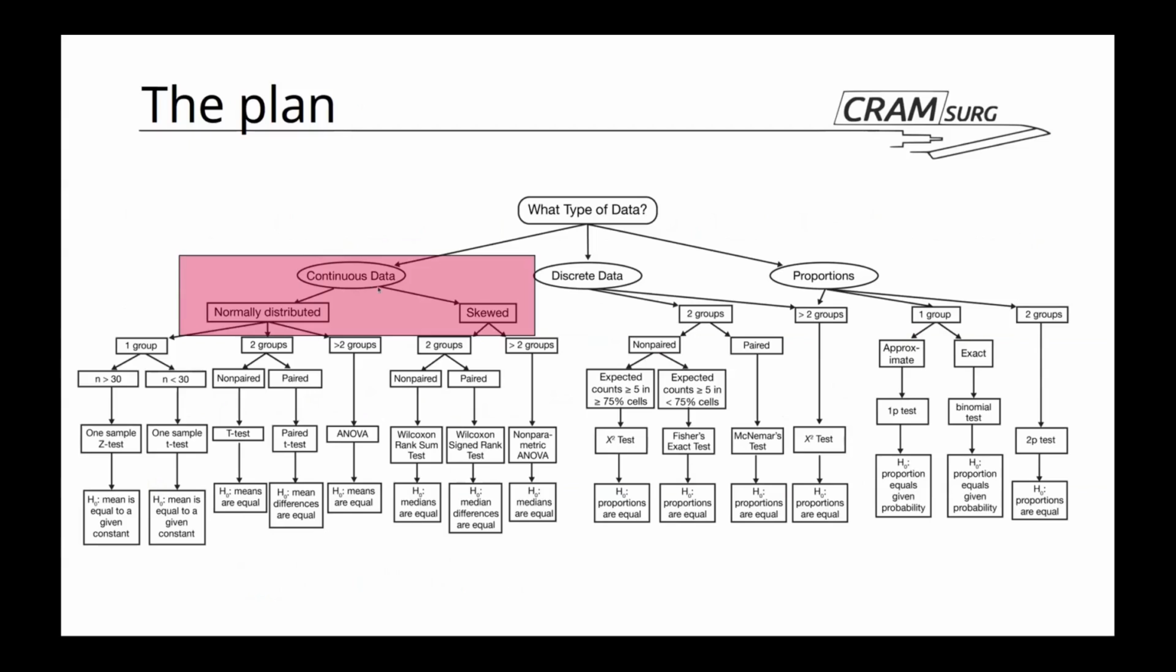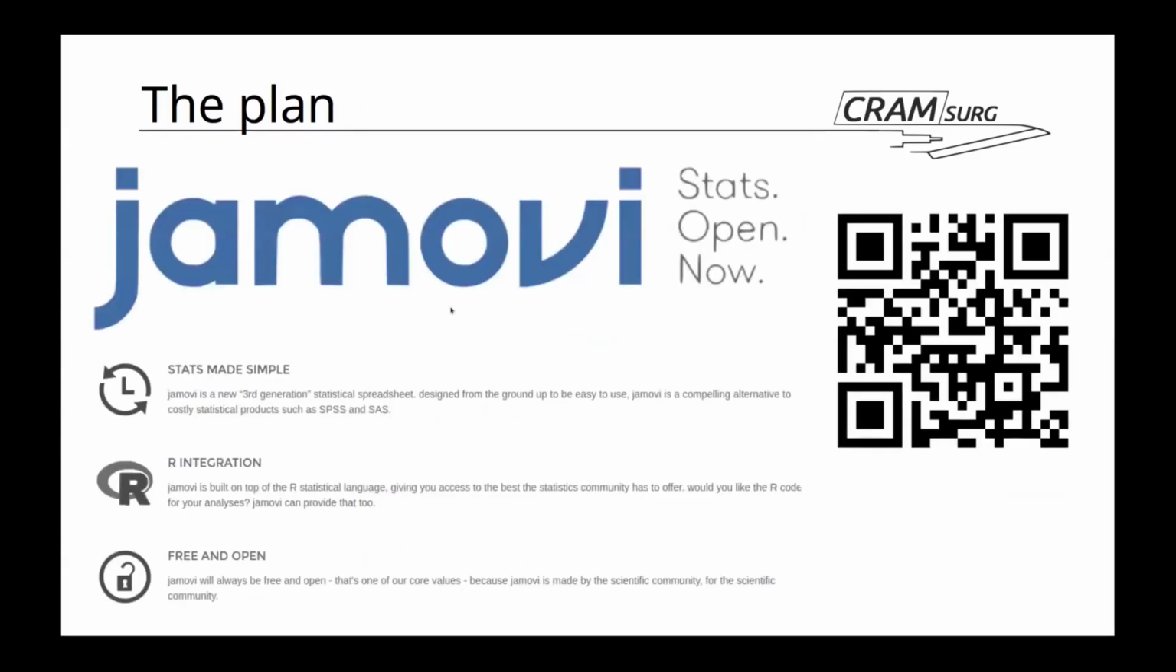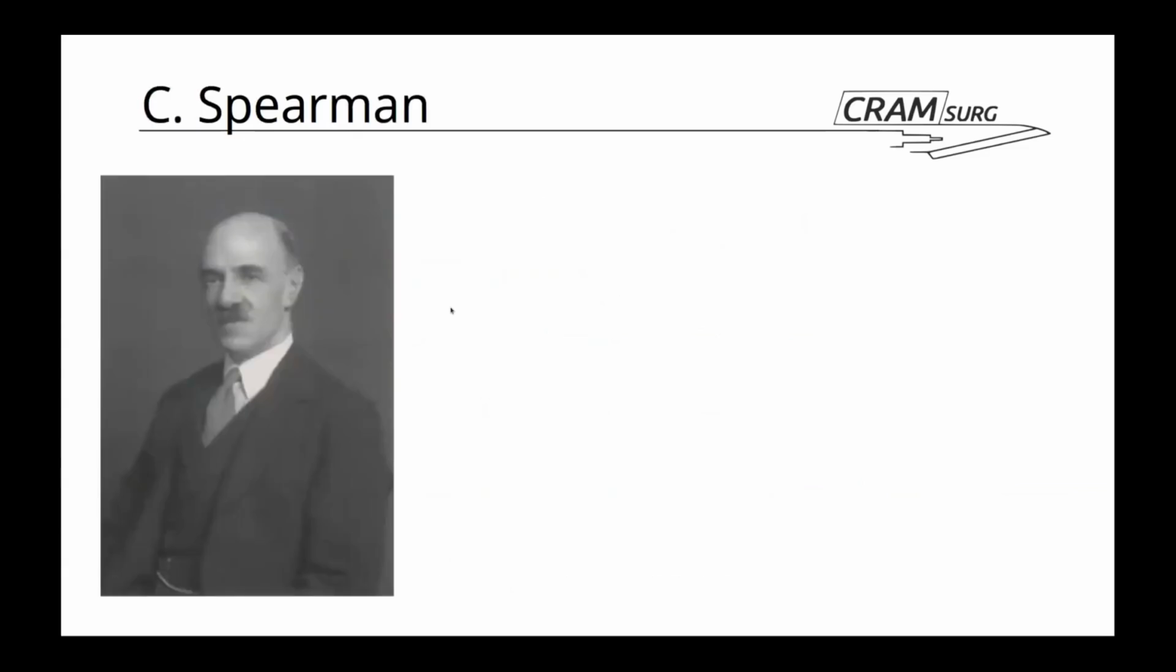So today we're going to continue our journey through the analysis of continuous data. And in this particular case, we are going to move towards skewed data, and we will see in what context particularly. We're going to run some examples with jamovi.